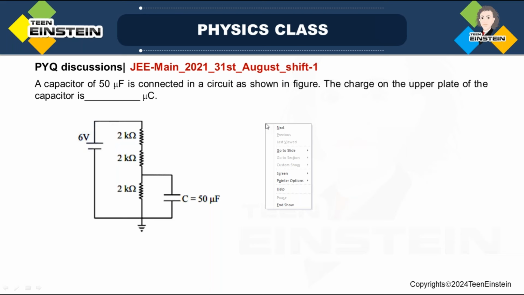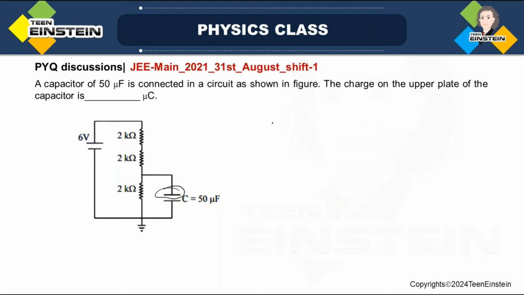Let me change the color of the ink. Okay, so here this question says a capacitor of 50 microfarad is connected in a circuit shown in figure. Okay, this is the figure. The charge on the upper plate of the capacitor is dash microcoulomb. So you have to find out the charge in this upper plate. In fact, charge will be the same in the upper plate and lower plate as well, but the sign will be different.